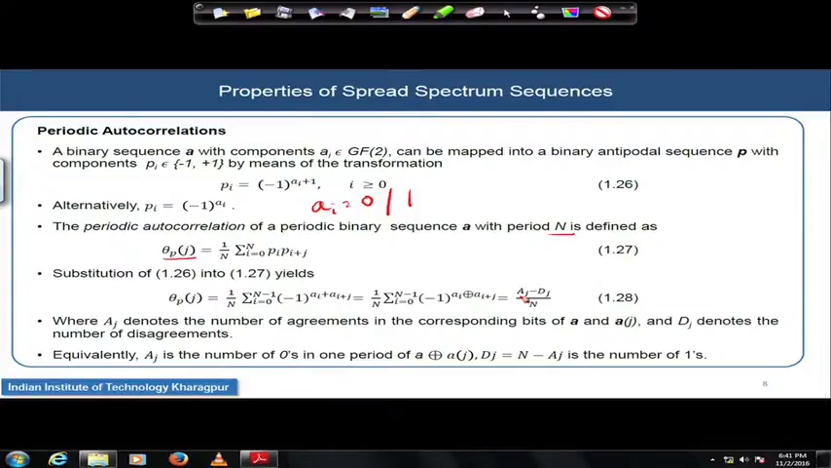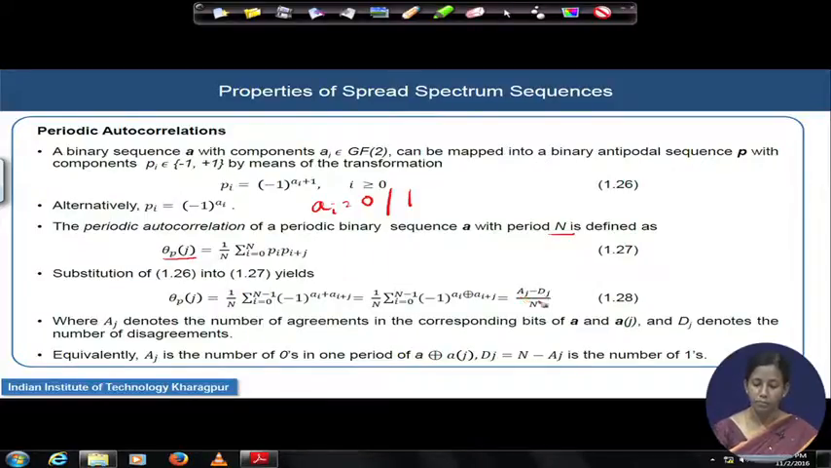Aj denotes the number of positions which agree with the corresponding bits of A. That means Aj is the number of zeros and Dj is the number of ones, and the relation between them is like this: Dj will be capital N minus Aj, which is equal to the number of ones in N. For any period capital N, this equation holds good.